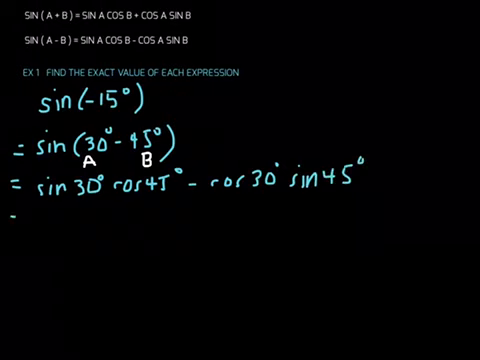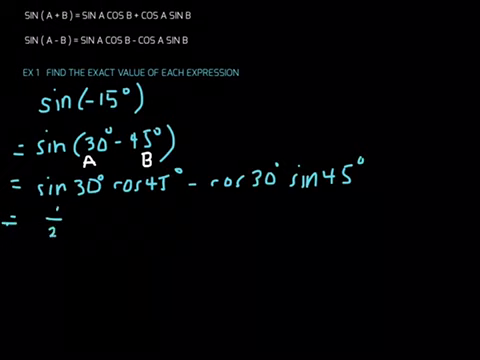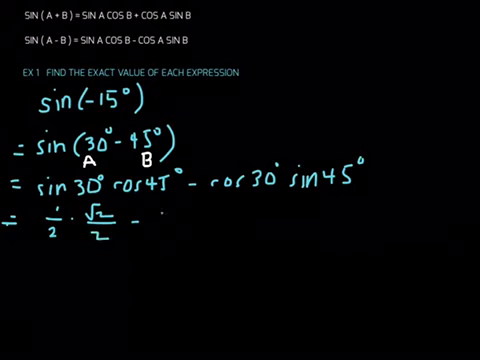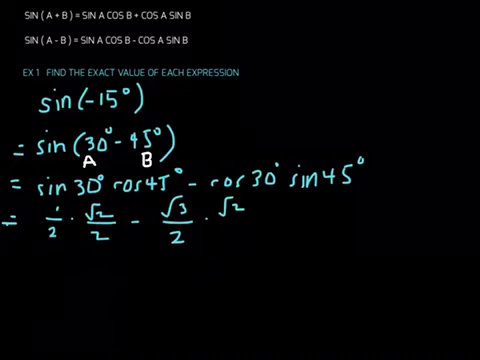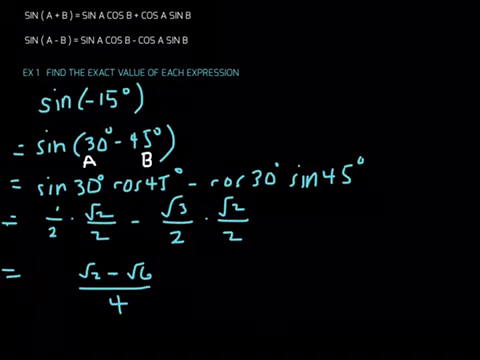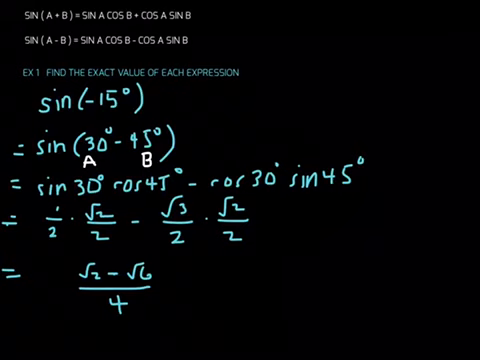Cool, which is, let's see, this is equal to 1/2 times root 2 over 2 minus root 3 over 2 times root 2 over 2, which gives me a final answer of root 2 minus root 6 all over 4. All right, awesome. Let's look at the next part. So example 1, I guess this is part A. Let's look at example 1, part B. All right?